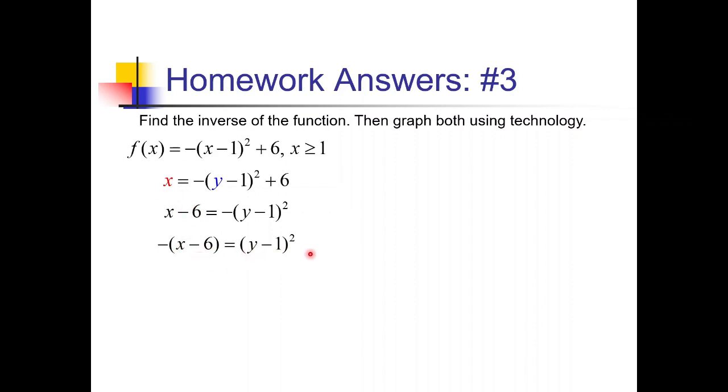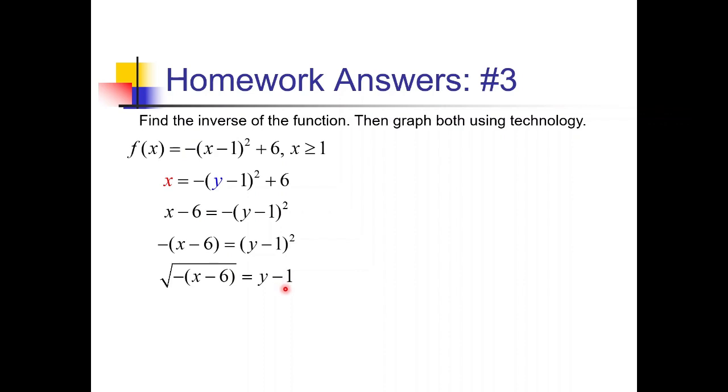And now I'm going to have to square root both sides. So to do that, I have a plus or minus normally. Since I have a domain that's giving me all the x values to the right of the vertex here, that means I'm going to want positive square root. So we'll do positive radical of that stuff equals y minus 1.